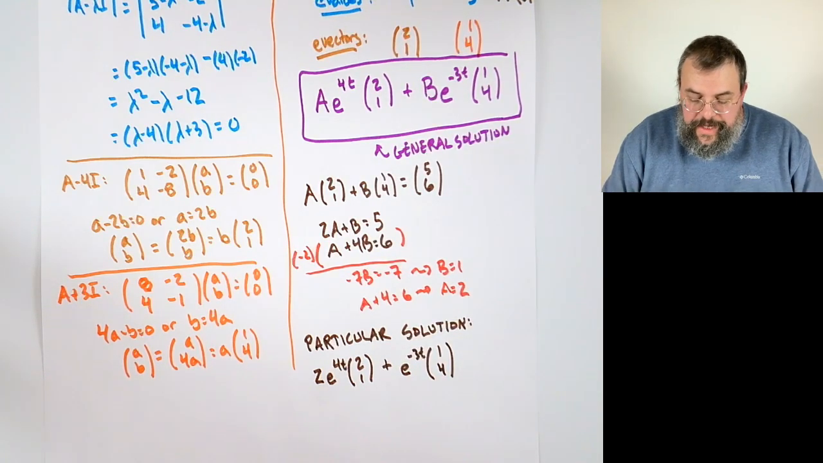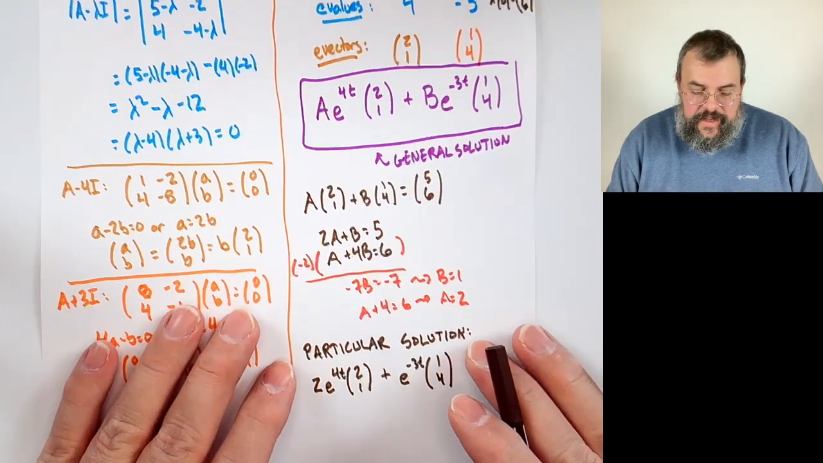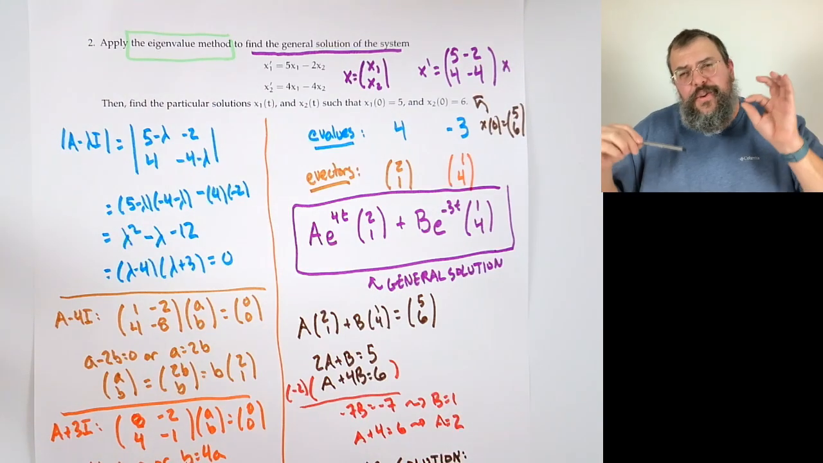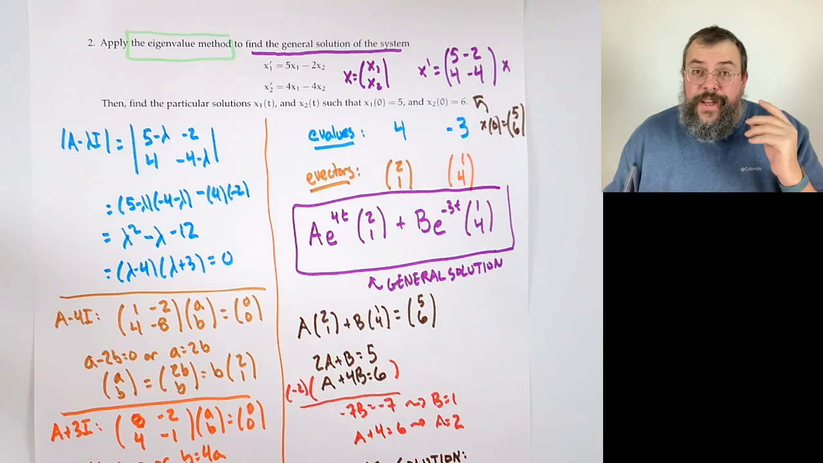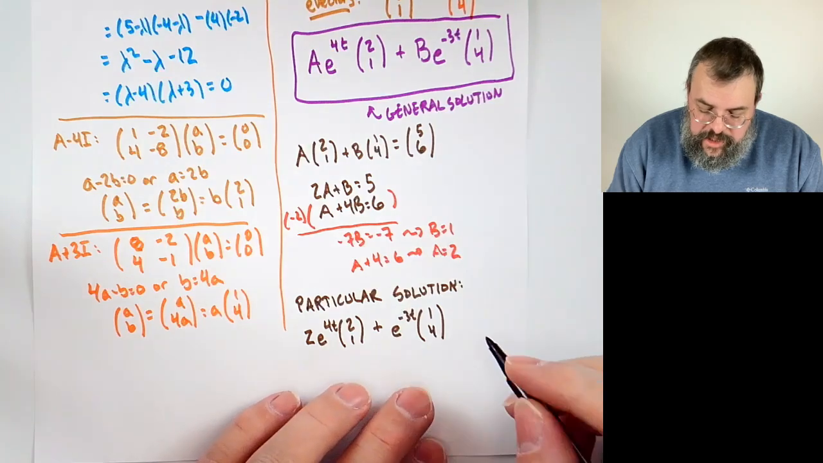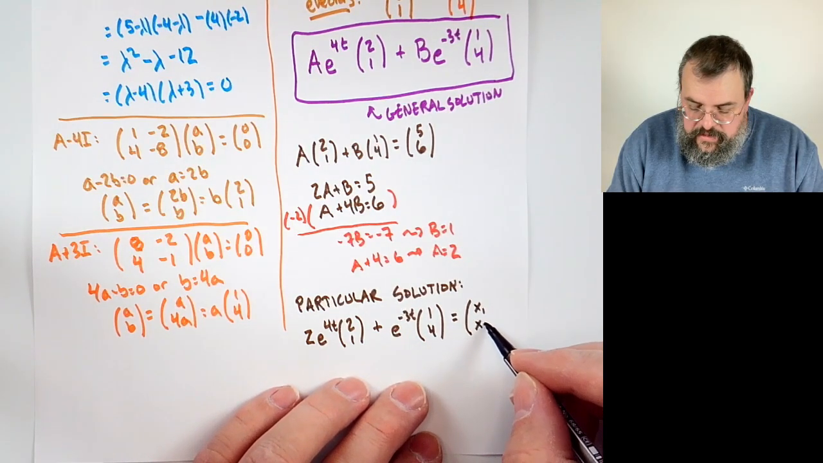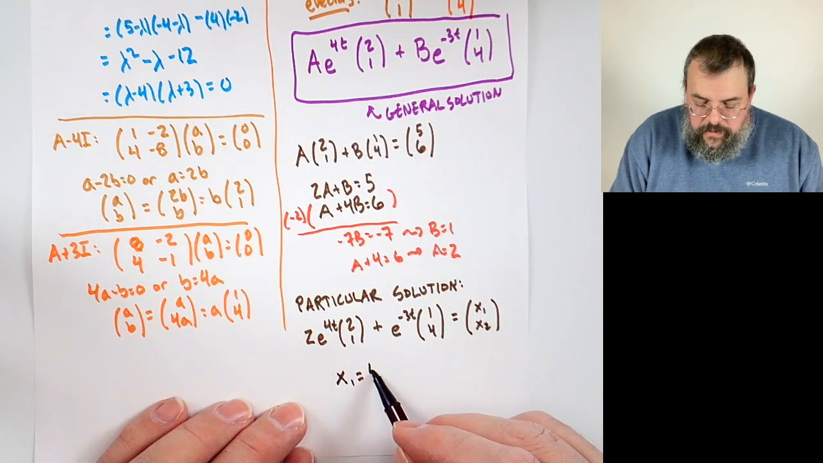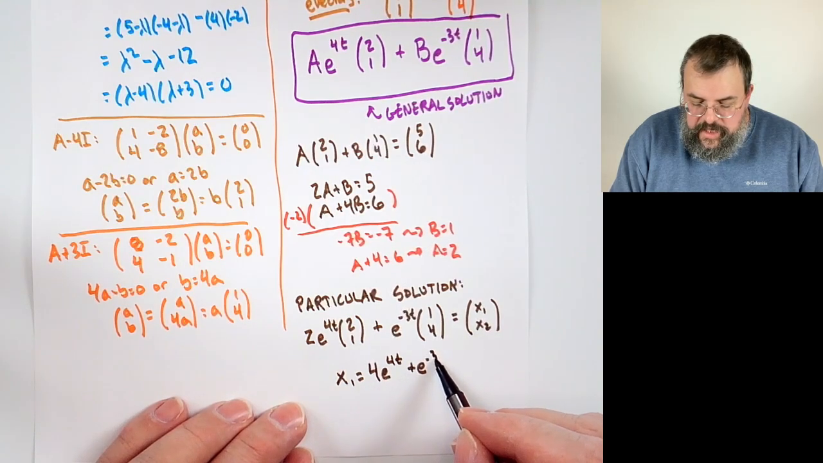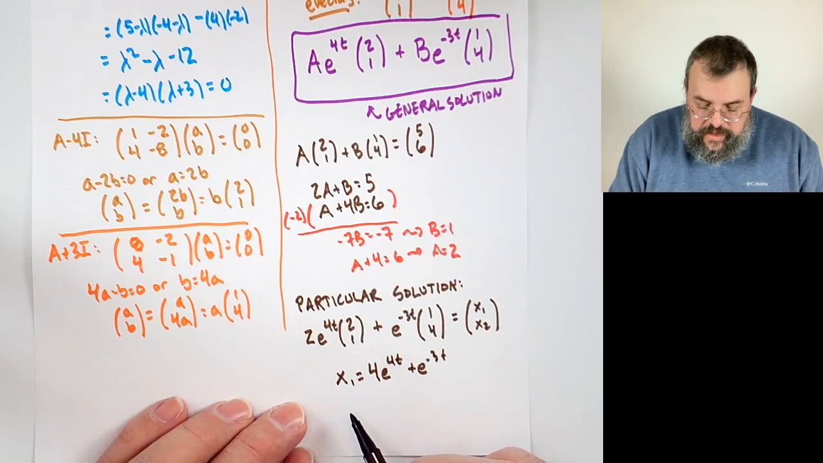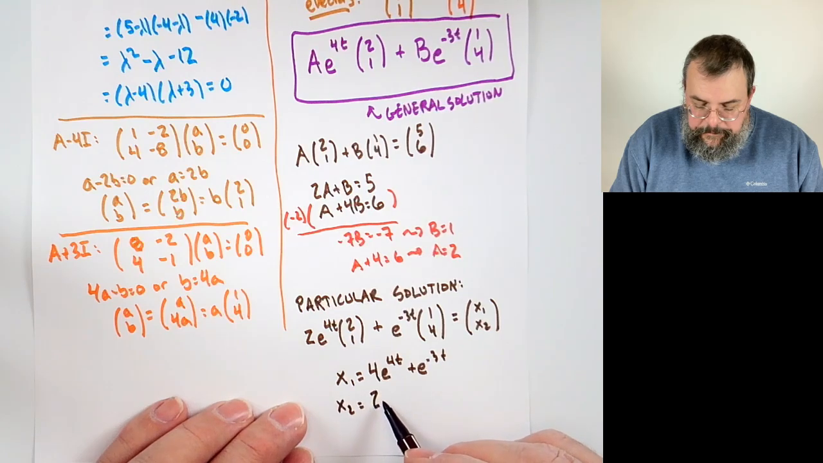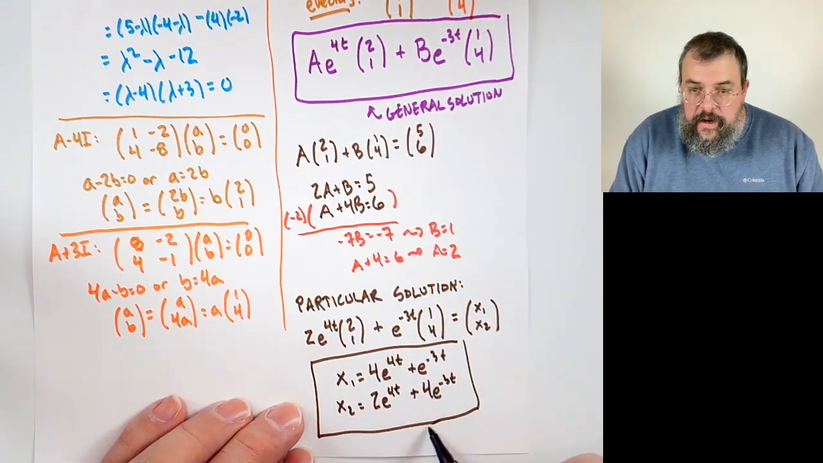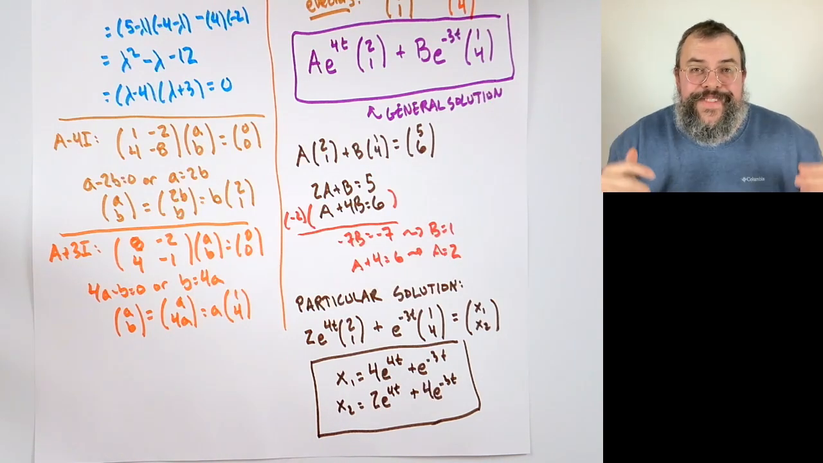Now, there is a question: how do we write the answer? Notice the way the question has been phrased: find the particular solutions x1 of t and x2 of t. So we should write it as x1 of t equals, x2 of t equals. Remember, this right here is equal to (x1, x2), so we can just read it off. The top is x1, so x1 would be 4e to the 4t plus e to the minus 3t. And x2 would be 2e to the 4t plus 4e to the minus 3t. And there we have our nice answer. Done.